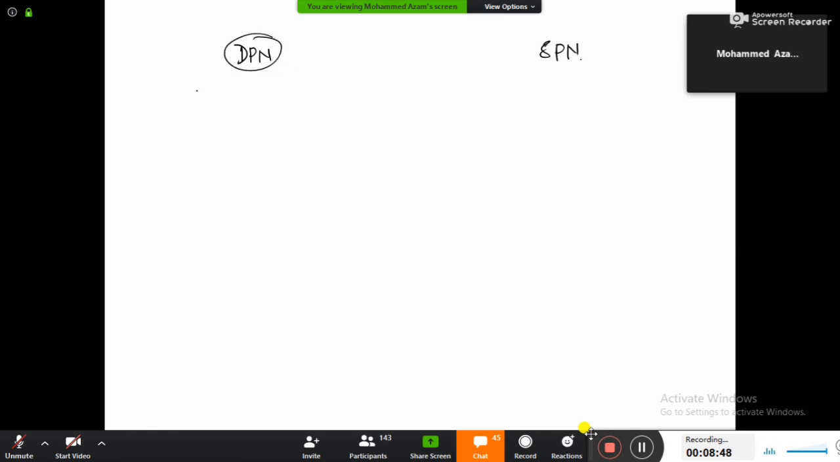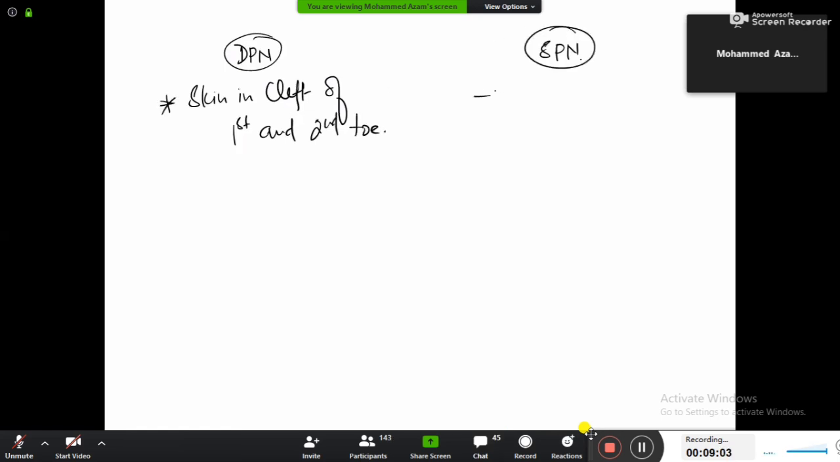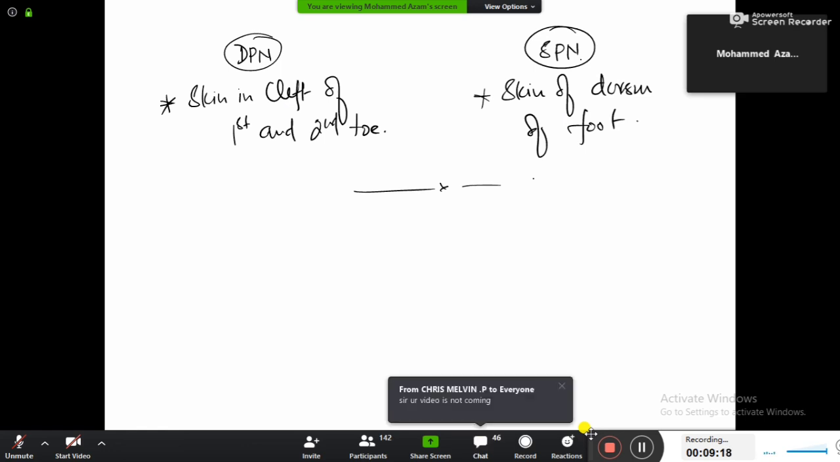Deep peroneal nerve will be supplied to the skin in the cleft of first and second toe, whereas superficial peroneal nerve will be supplied to the skin of dorsum of foot. That's all. Okay, so that is about the sensory supply. You people first write down, I'll tell you the meaning of that one, guys. So the skin in the cleft of first toe and second toe will be supplied by deep peroneal nerve, whereas the skin of dorsum of the foot will be supplied by the superficial peroneal nerve.